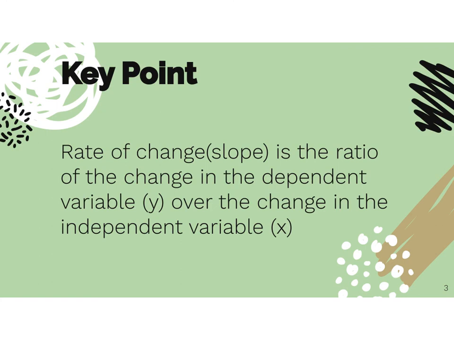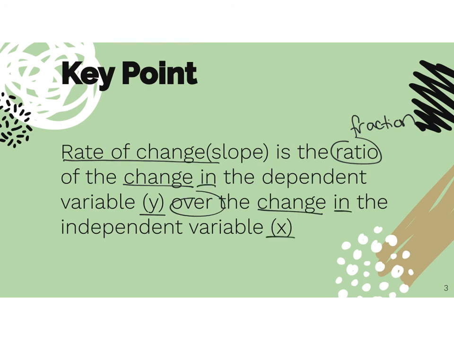Your key point is given to you. It's just a repeat of what slope or rate of change means. So the rate of change is the ratio, that means fraction, of the change in the dependent variable, so the change in y, over the change in x. So that's it. Y's go on top. That's probably the biggest mistake people make, is they accidentally put the x's on top. So remember, it's the change in y over the change in x.